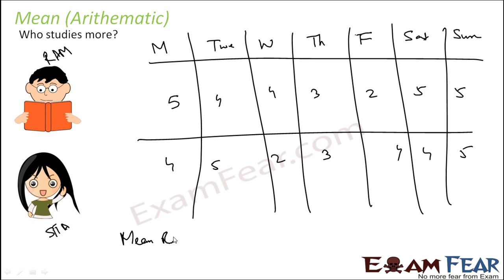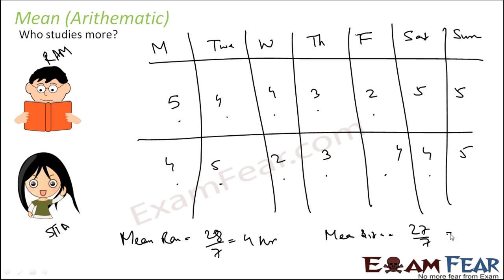So the mean for Ram: 5 plus 4 is 9, plus 4 is 13, plus 3 is 16, plus 2 is 18, plus 10 is 28. 28 by 7, that is 4 hours. Mean for Sita is what? 4 plus 5 is 9, plus 2 is 11, plus 3 is 14, plus 4 is 18, plus 4 is 22, plus 5 is 27. 27 by 7, that is about 3.5. So from the average you can see that Ram studies more. Correct? So using mean, you can say that Ram studies more.